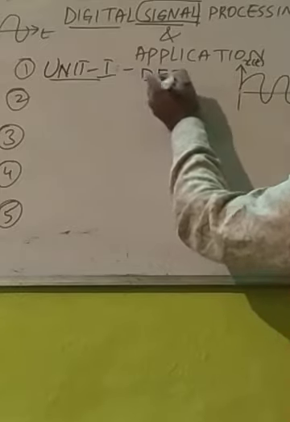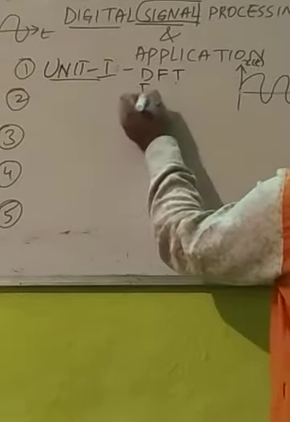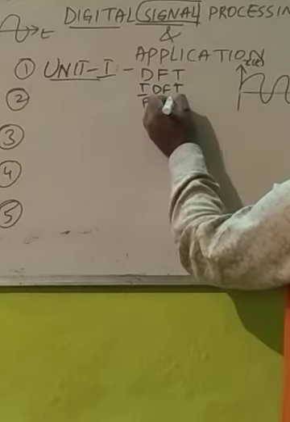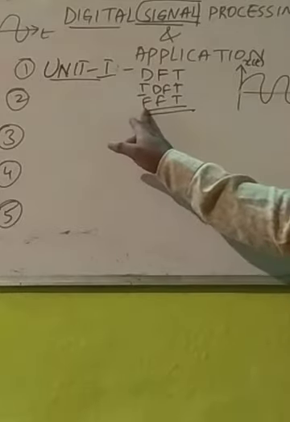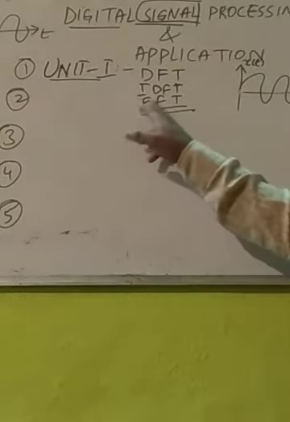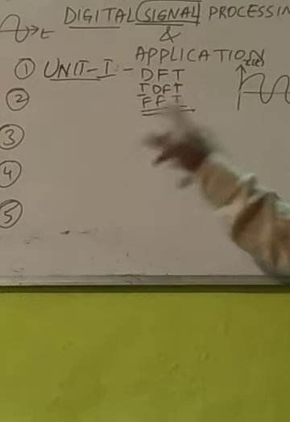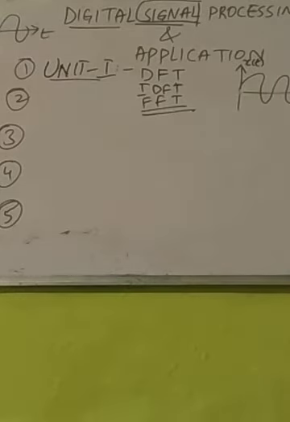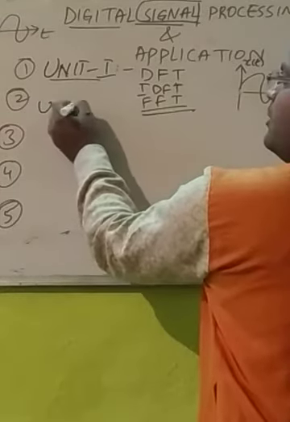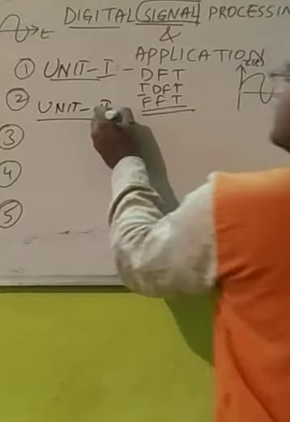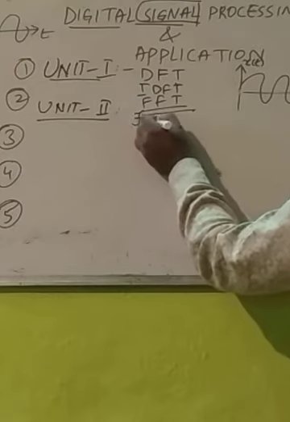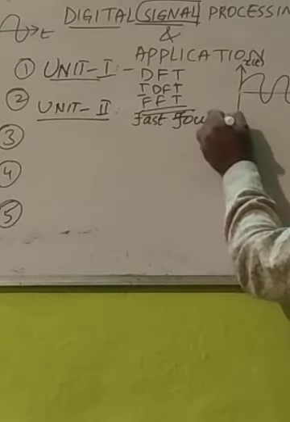You people have already seen DFT, IDFT, FFT in your mathematical classes. The new concept you will be going to learn is FFT. So what are DFT, IDFT and FFT all about? They are discrete Fourier transform, inverse discrete Fourier transform, and fast Fourier transform. These are the different techniques we are using for unit 1, right? In unit 2 we are going to use this FFT technique. FFT stands for fast Fourier transform.